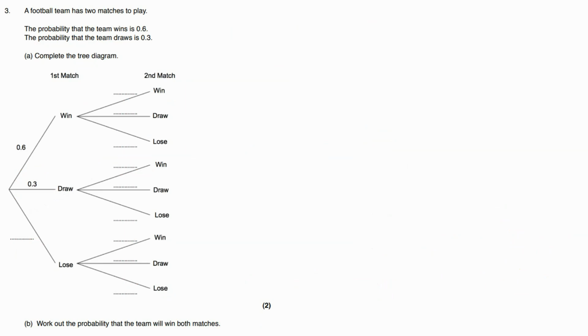Okay, so a bit of a bigger one, but similar. So we can either win, draw, or lose. Well, we need to figure out first the probability to lose. So that is 1, take away 0.6, take away 0.3. That's because they need to add together to make 1. 0.6 and 0.3 make 0.9. So 1 subtract 0.9 gives me 0.1.